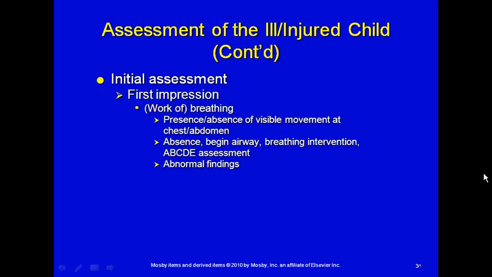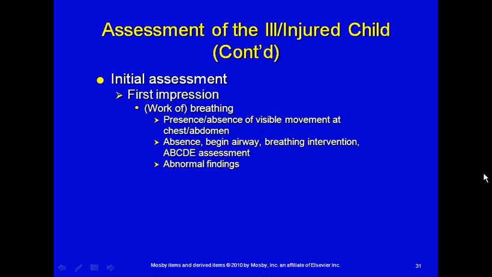Work of breathing is certainly evident when we see the presence of visible movement of the chest and abdomen. We see retractions, intercostal retractions. We see seesaw breathing, head bobbing. All those sort of things we'll address or be able to get a look at in PALS.